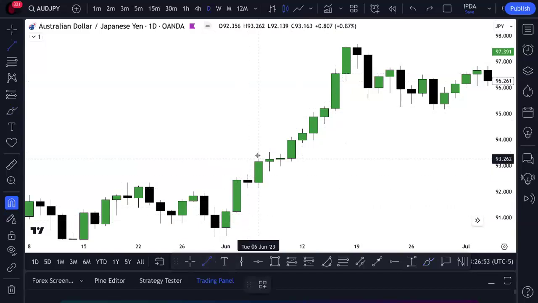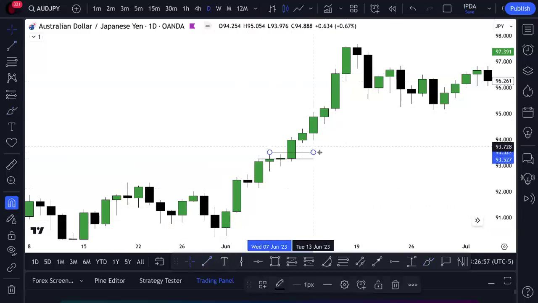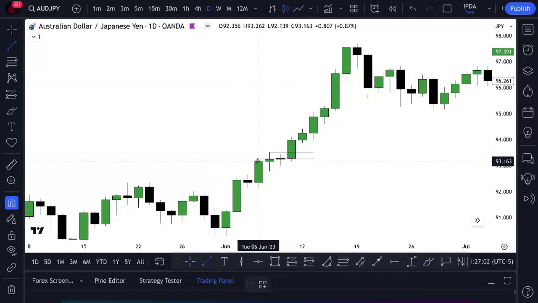Let's take a look at this. Previous daily high broken. Price fails to break this high. Inside bar candle. It's inside this candle's high and low. The next day, it breaks up that way.